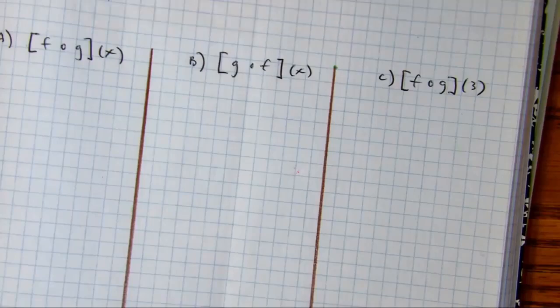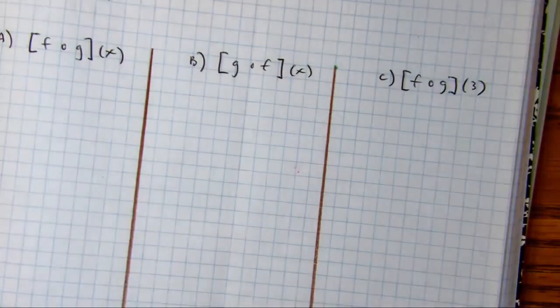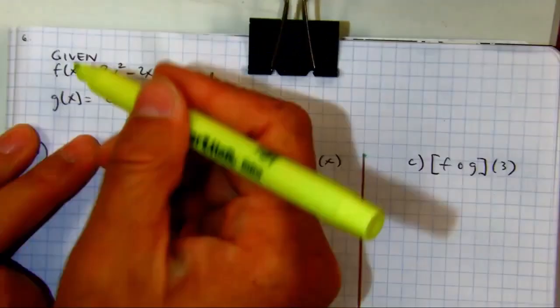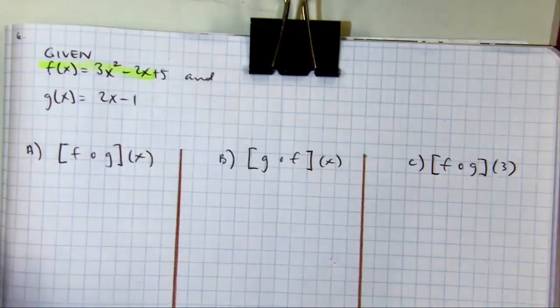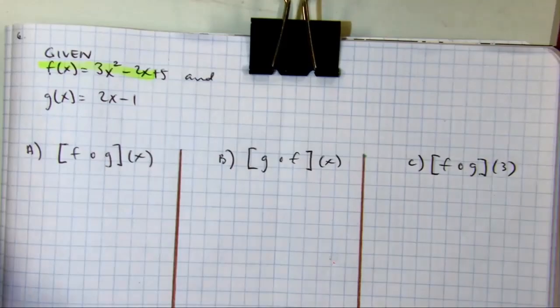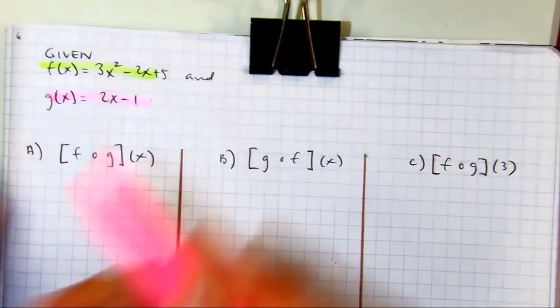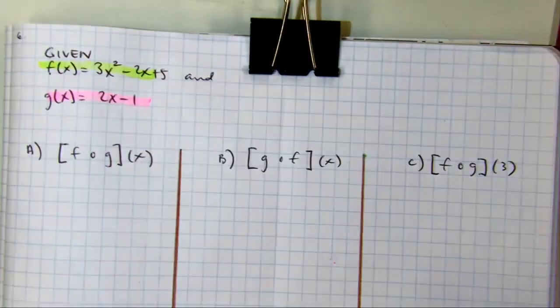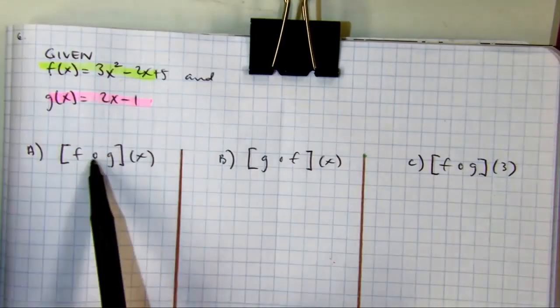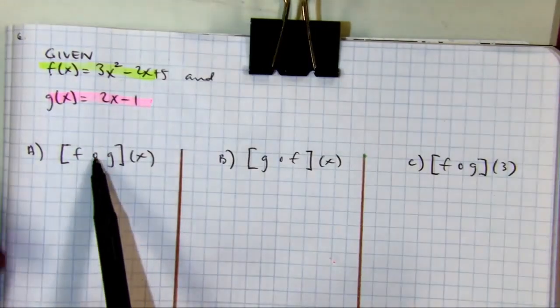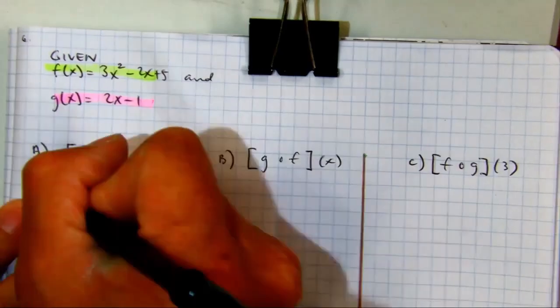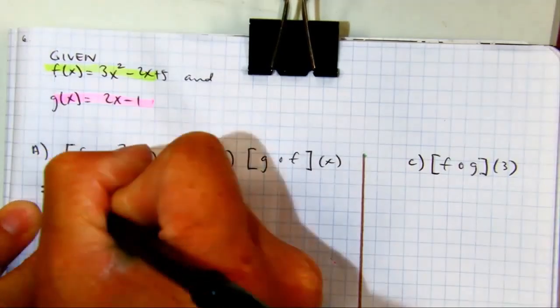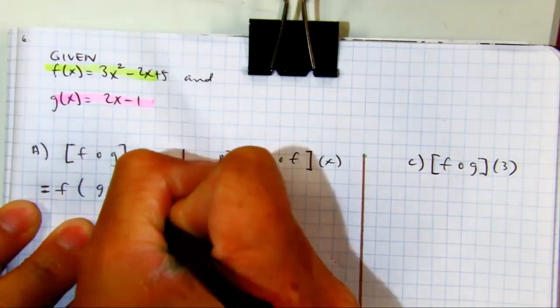Let's go over this. Given f of x is 3x squared minus 2x plus 5, and g of x is 2x minus 1, we've been working with composite functions. f∘g here is not an O, and it's not a multiplication. Hopefully you wrote it in a student-friendly way, f of g of x.